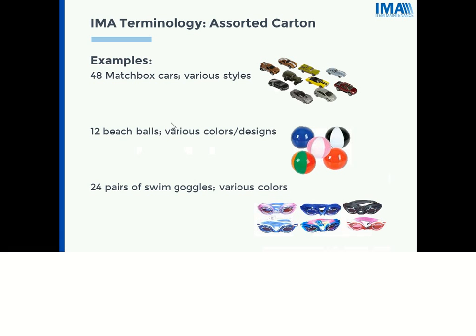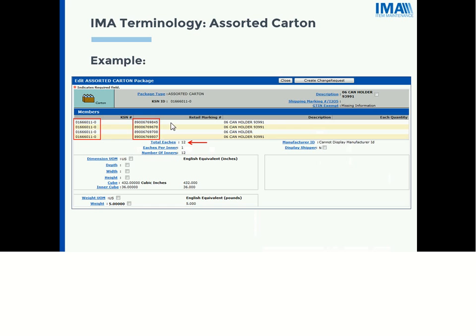Now, an assorted carton has multiple, unknown quantities of multiple UPCs on a single KSN. This is used a lot with toys. So for example, 48 Matchbox cars, 12 beach balls, some goggles. And another example would be Ninja Turtle figurines. So if we have an order of 20 figurines, we will not know how many of each of the turtle figurines we're getting. We won't know how many Splinters we're getting or how many Shredders we're getting. We just know we're getting a total of 20.